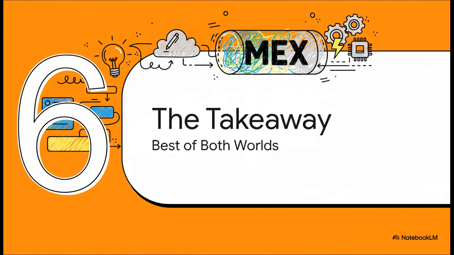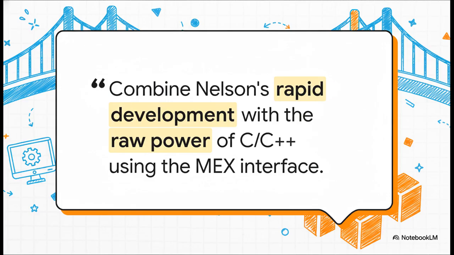All right, we've covered a lot of ground. So what's the bottom line? If you're going to remember just one thing from all this, what should it be? It all comes down to this. You don't have to choose between speed of development and speed of execution anymore. That's a false choice now. The MEX interface gives you the ultimate flexibility. You can use the right tool for the right job all inside one workflow. You get to do all your creative work, your prototyping, in Nelson's awesome high-level environment, and then bam, you strategically inject the raw power of C++ right where you need it most.